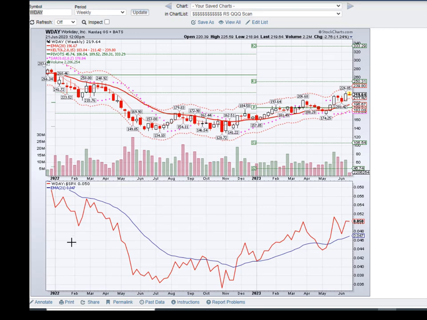Workday, WDAY, is also identified as a market leader. Spent most of the year above its rising weighted moving average here. A little period in early May, it declined to approximating the lower Stark band on a weekly basis before it again turned higher. So on a weekly basis it is still showing positive RS.